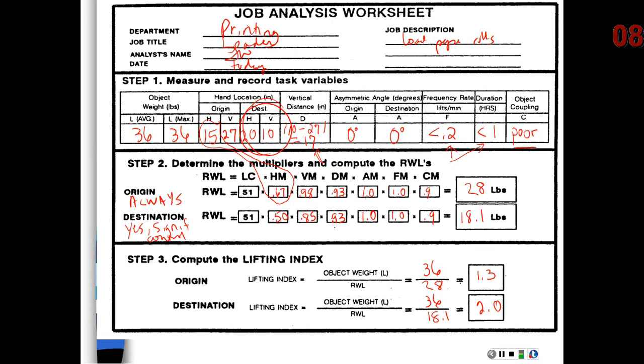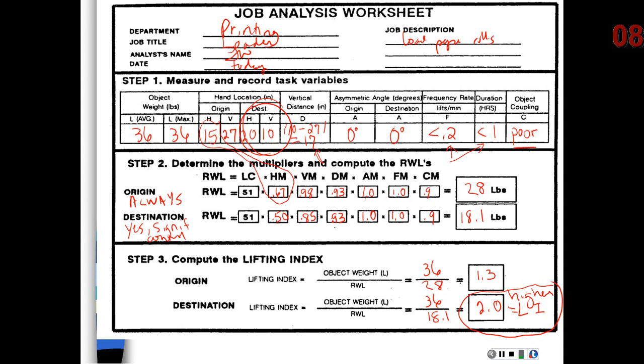And so first interpretation is, given these lifting indices, a 1.3 and a 2.0, what is the one lifting index of the job? And so we know that you choose the higher LI. So the lifting index for this task altogether is 2.0. So high stress, high lifting index is bad. You want to know what's the worst about this job. The worst is the 2.0 lifting index. And so that indicates the destination is the problem.